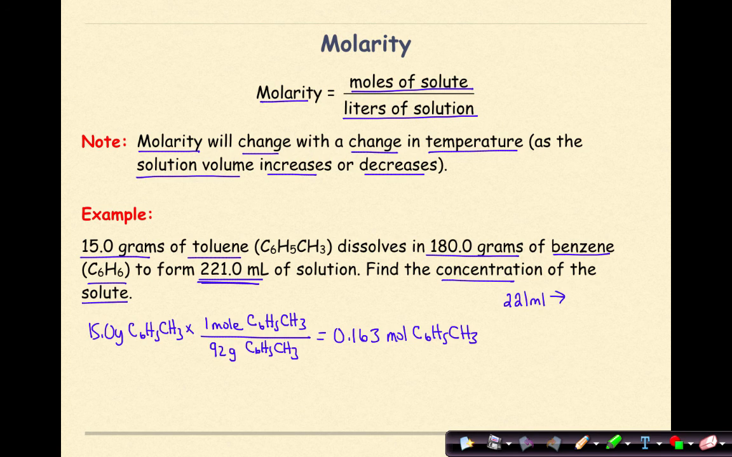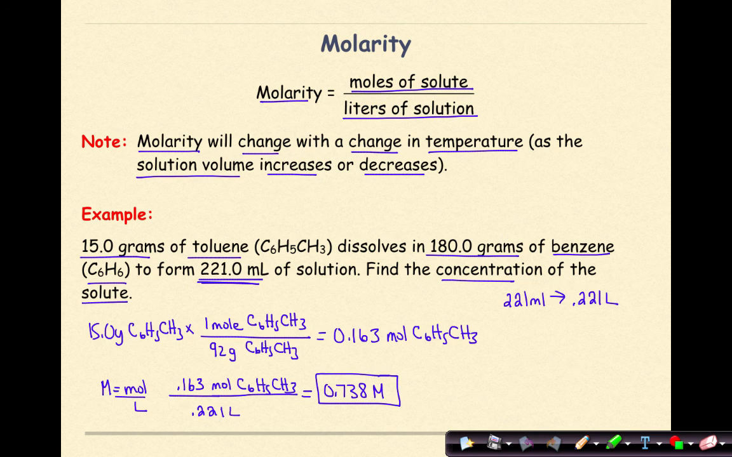Now we need to recognize that our 221 milliliters of solution really needs to be in liters. So if we convert that over, we're going to have 0.221 liters. So now we're going to say molarity is equal to moles over liters. Our moles is 0.163 moles of toluene. Our volume in liters is going to be 0.221 liters. And if we divide 0.163 divided by 0.221, we find that our final molarity here is 0.738 molar. And that is an example of how to do a molarity problem.